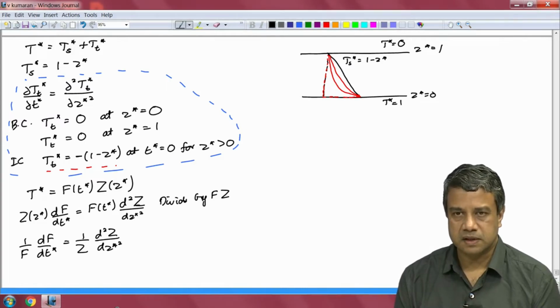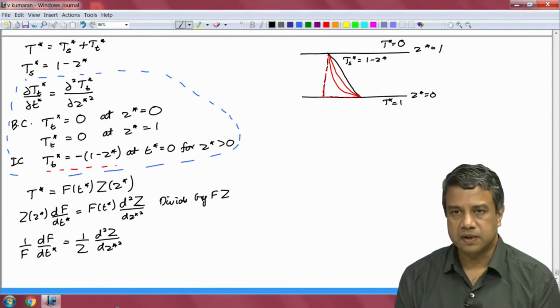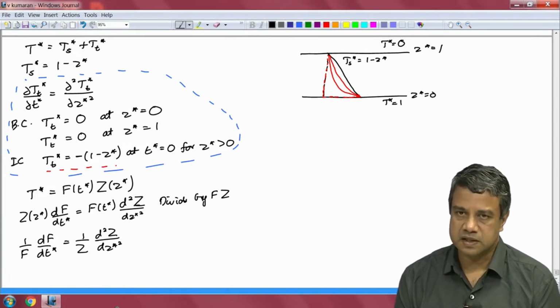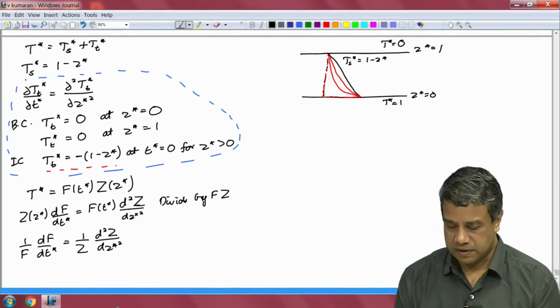In this equation, the equality has to be valid for all time and all z, and therefore, the only way it will be valid is if both of these are equal to constants. What should be the value of this constant?